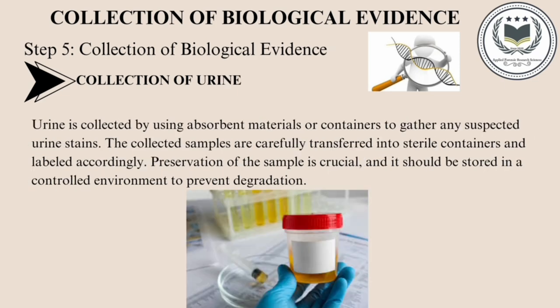Collection of urine. Urine collection for forensic analysis typically involves a clean catch method where an individual provides a sample in a sterile container to avoid contamination. In some cases, catheter collection may be necessary. Once collected, the sample is secured, sealed, labeled, and stored at the appropriate temperature to preserve the integrity. Maintaining the chain of custody is essential to ensure the evidence is admissible in court. Lab analysis of urine can provide crucial information about substance use or exposure.